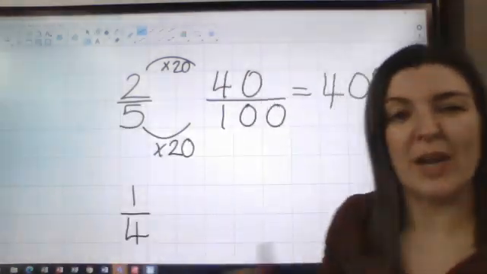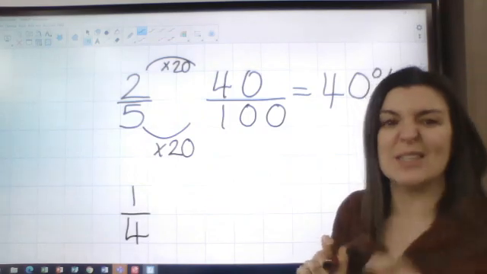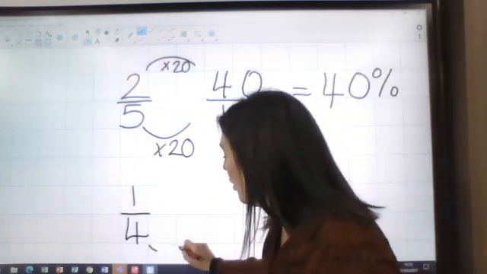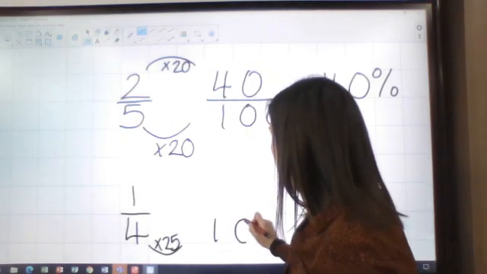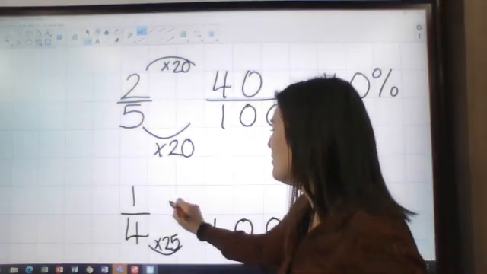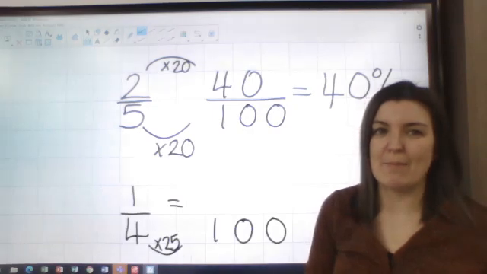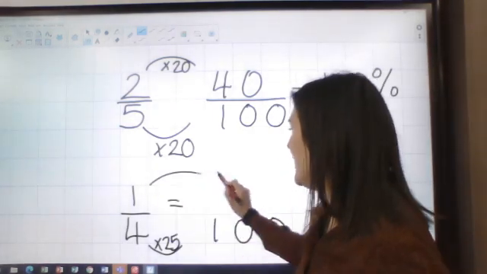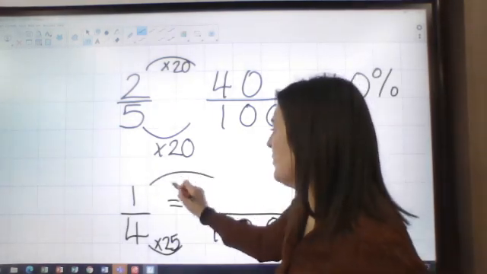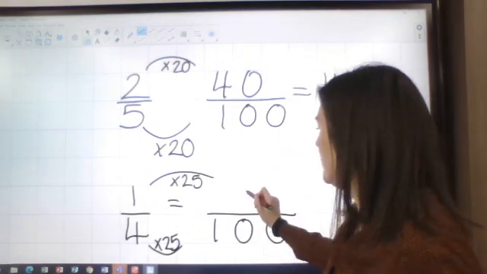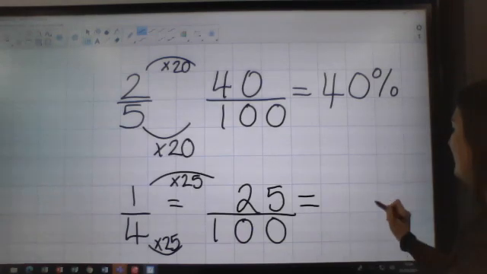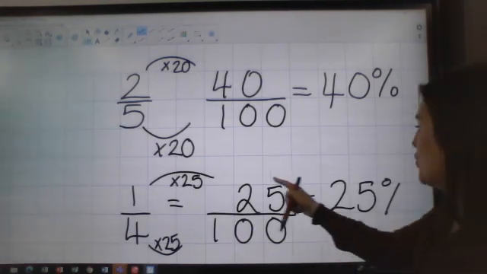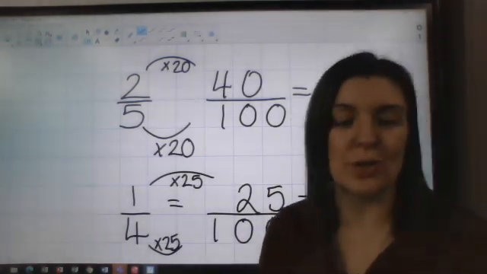Okay, a little bit trickier to change over 100. So I'm going to tell you that 4 multiplied by 25 is 100. Okay, that's one of those facts it's really useful to remember. So then I'll do the same to the numerator, multiply it by 25. So that would give me 25, and then I can do 25%. It's 25 out of 100.